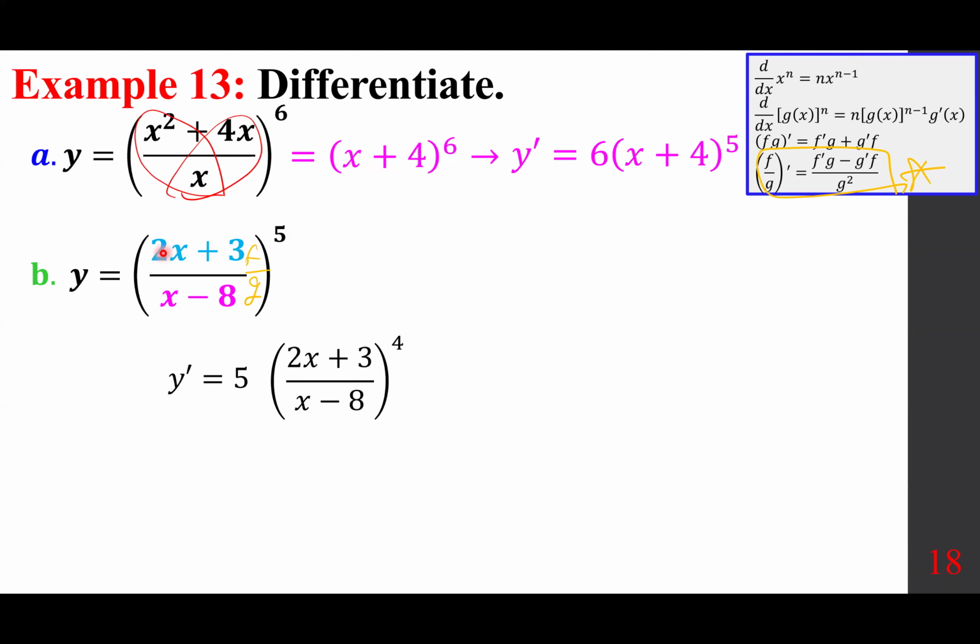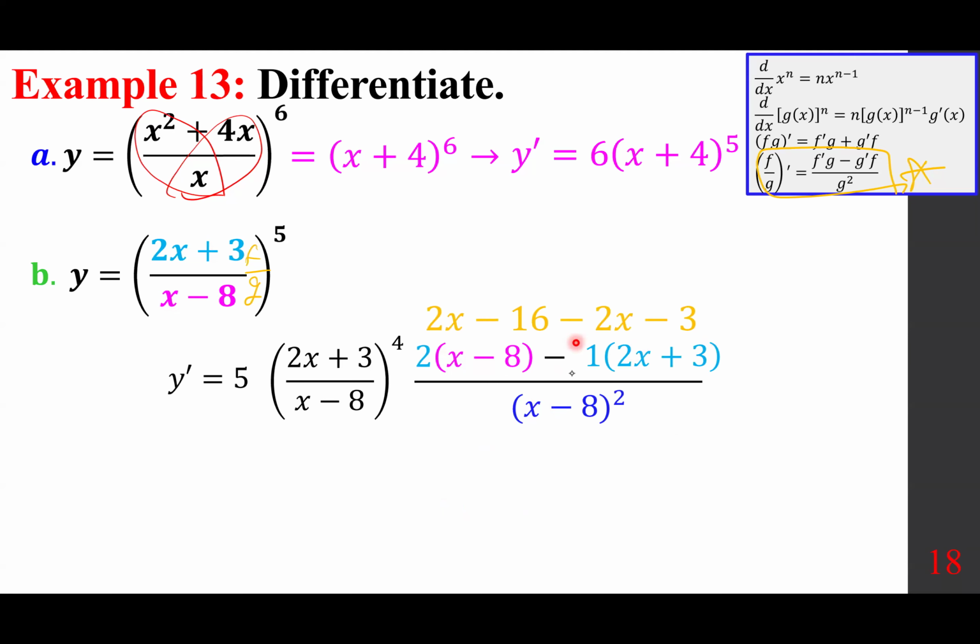So the top gives me 2 times x minus 8. The bottom gives me 1 times 2x plus 3. So minus 1 times 2x plus 3. And I just write the bottom and square it. Right here, you can get to the final answer, but in any event, let's just go through this step. So this is 2x minus 16 minus 2x minus 3. And these two cancel each other. And you get minus 16 and minus 3, which is minus 19. Okay.